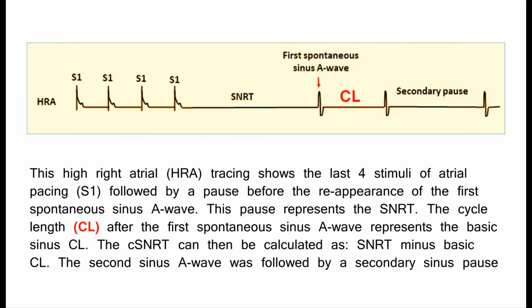This high right atrial, HRA, tracing shows the last four stimuli of atrial pacing, S1, followed by a pause before the reappearance of the first spontaneous sinus A wave. This pause represents the SNRT. The cycle length, CL, after the first spontaneous sinus A wave represents the basic sinus CL. The CSNRT can then be calculated as SNRT minus basic CL. The second sinus A wave was followed by a secondary sinus pause.